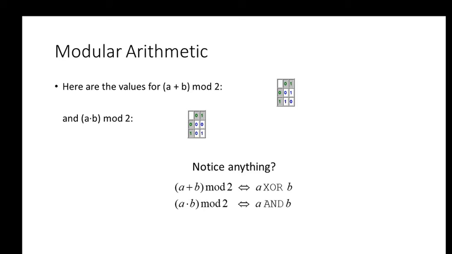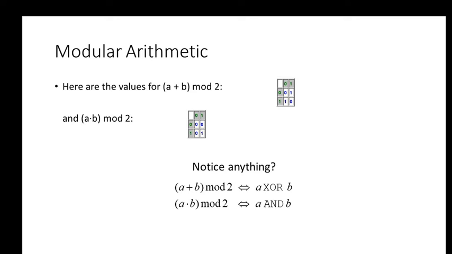Here are the values of a plus b mod 2. 0 plus 0 mod 2 is 0, 0 plus 1 mod 2 is 1, 1 plus 0 mod 2 is 1, 1 plus 1 mod 2 is 0. And a minus b mod 2: 0 minus 0 mod 2 is 0, 0 minus 1 mod 2 is 0, 1 minus 0 mod 2 is 0, 1 minus 1 mod 2 is 1.